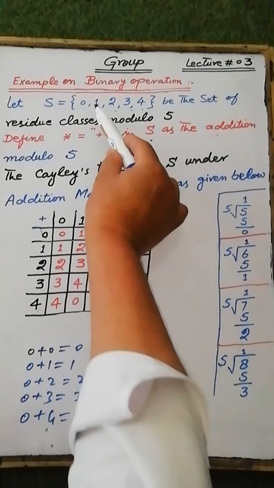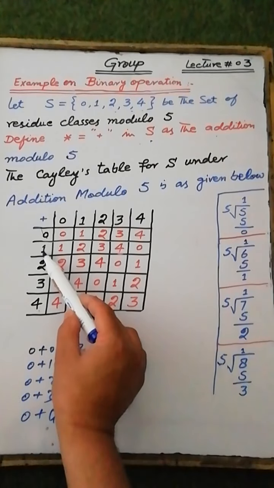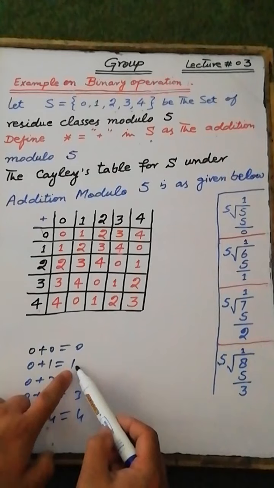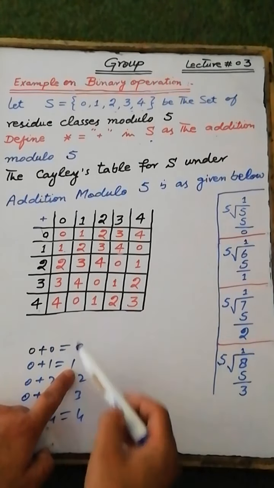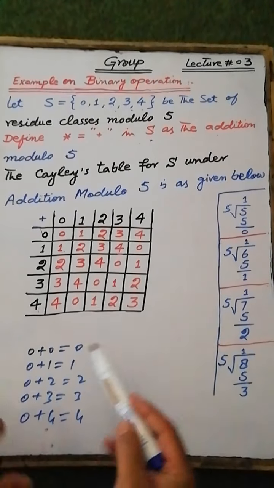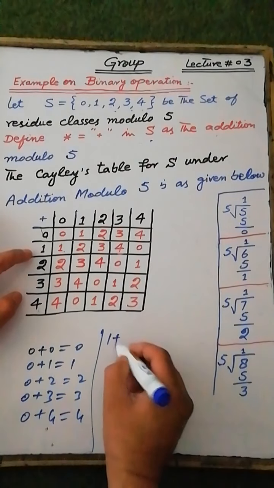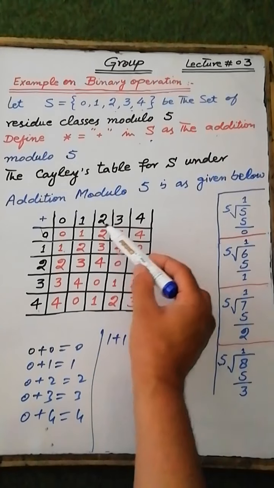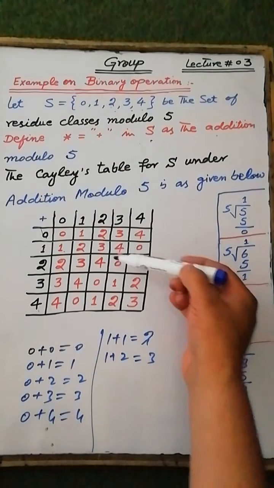Similarly, 1 is an element of the set S, and add 1 with each element of the set S. 1 plus 0 is equal to 1. The result is less than 5. We write it here. 1 plus 1, the result is equal to 2, which is less than 5. 1 plus 2, the result is equal to 3, which is less than 5.